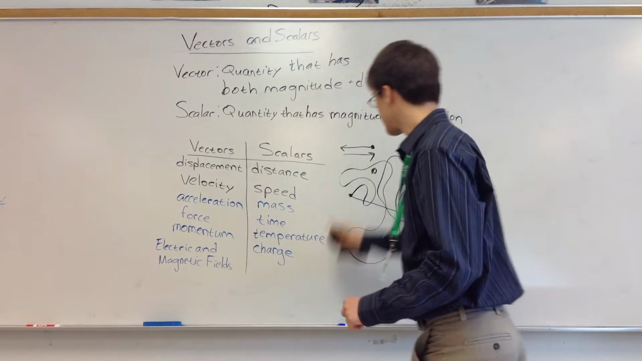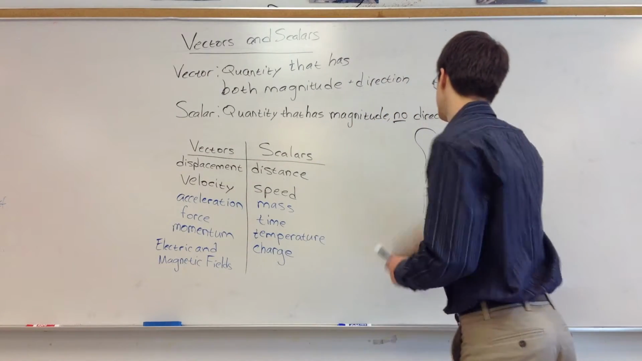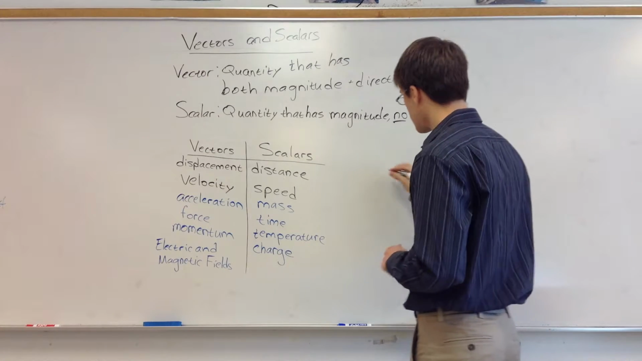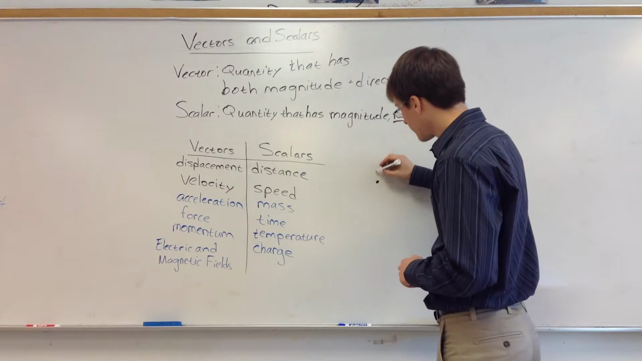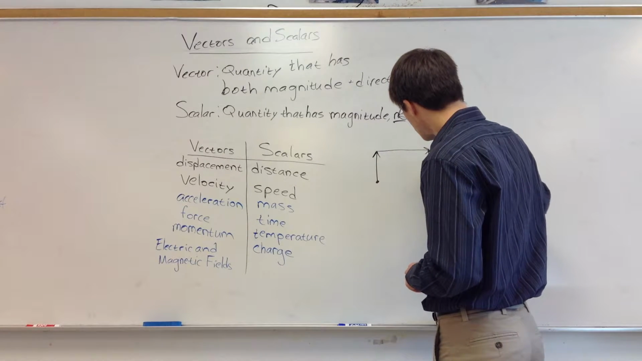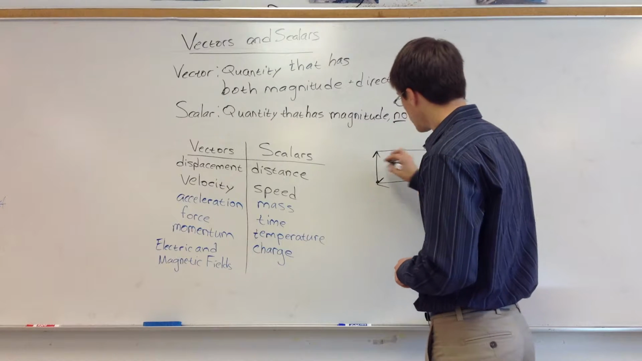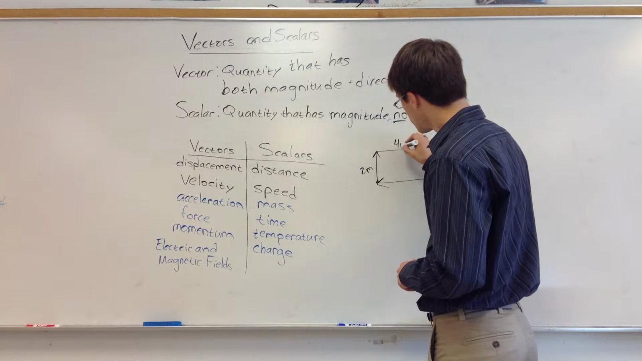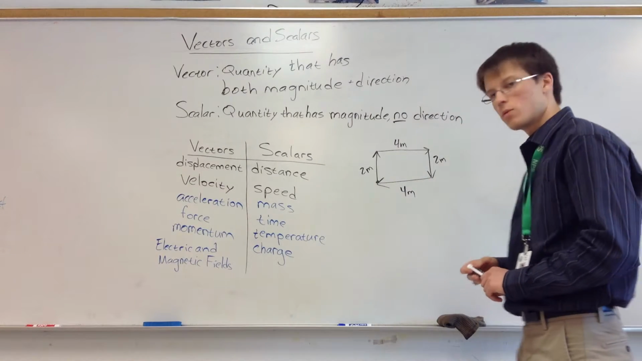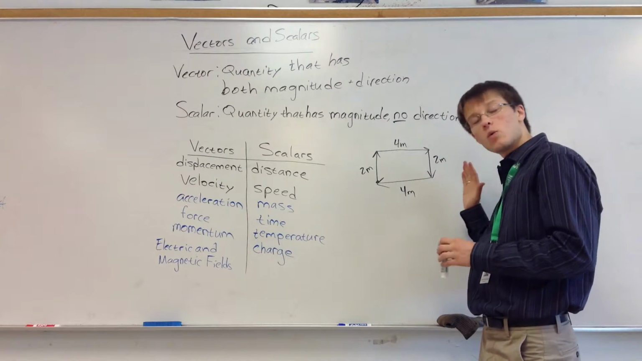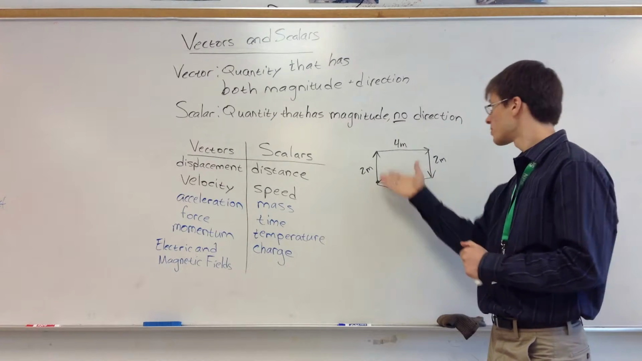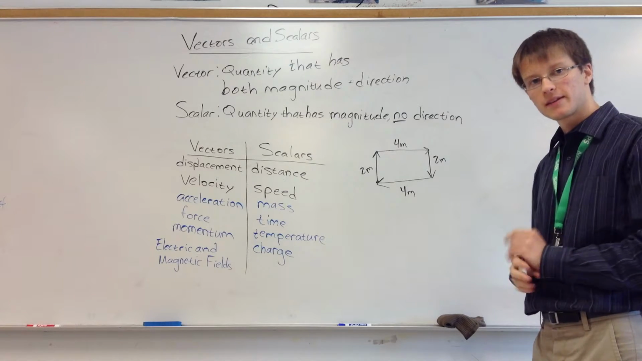So let's look at an example other than this one. Vectors are drawn as arrows. So let's say I start here, and I take a path that looks like this. Let's say this is 2 meters, 4 meters, 2 meters, 4 meters. I want to know what is the displacement and what is the distance that is covered by this person walking around. So take a moment and think about that.